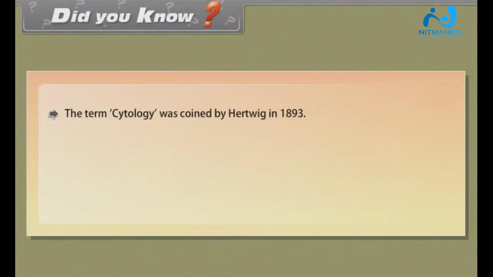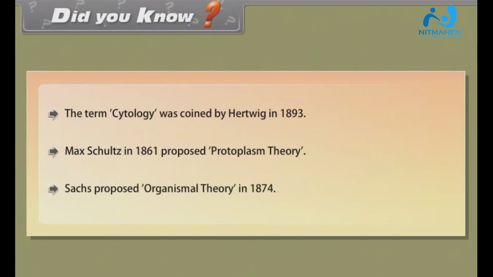Did you know the term cytology was coined by Hertwig in 1893? Max Schultz in 1861 proposed the protoplasm theory. Sachs proposed the organismal theory in 1874.